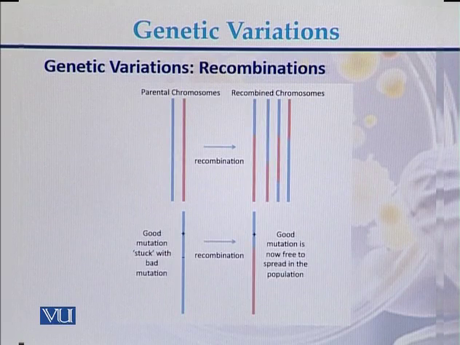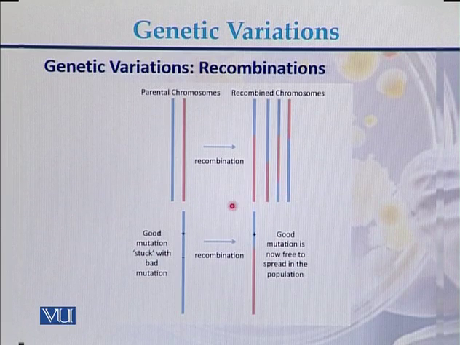Genetic variation is due to recombination. Recombination is a process usually seen in meiosis, where the chromosomes exchange their fragments. Here we can see that the chromosomes, in the form of sister chromatids or non-homologous chromosomes, exchange their fragments, and that is due to recombination. That is an event found during cell division.